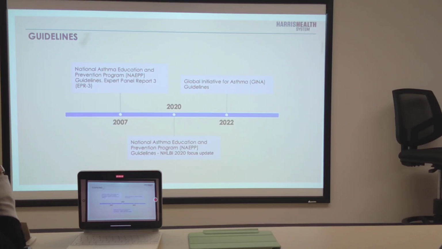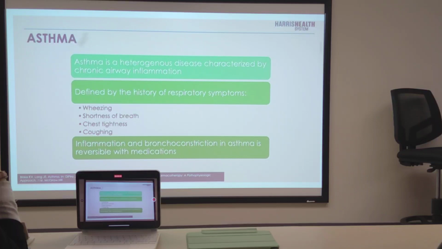So what is asthma? Asthma is a heterogeneous disease characterized by chronic airway inflammation. It's usually defined by respiratory symptoms. The main ones, or the telltale signs for asthma, are wheezing, shortness of breath, chest tightness, and coughing. And it's usually defined as inflammation and bronchoconstriction. The difference here with asthma is that it's usually reversible, and that's reversible with medication.